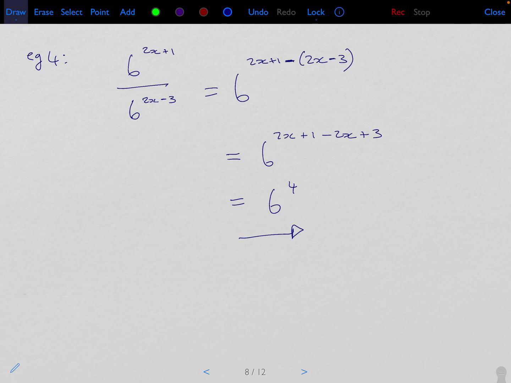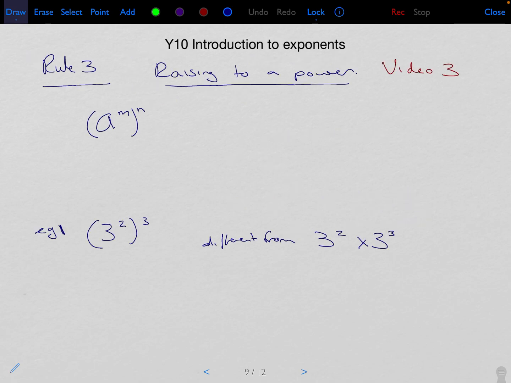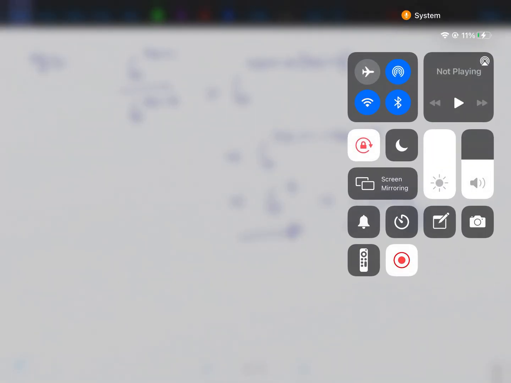If they didn't ask you to leave it in exponential form, you would go and use your calculator and find out that it's 1,296. If they say exponential form, you can leave it like that. Okay, and that's the end of this little video.